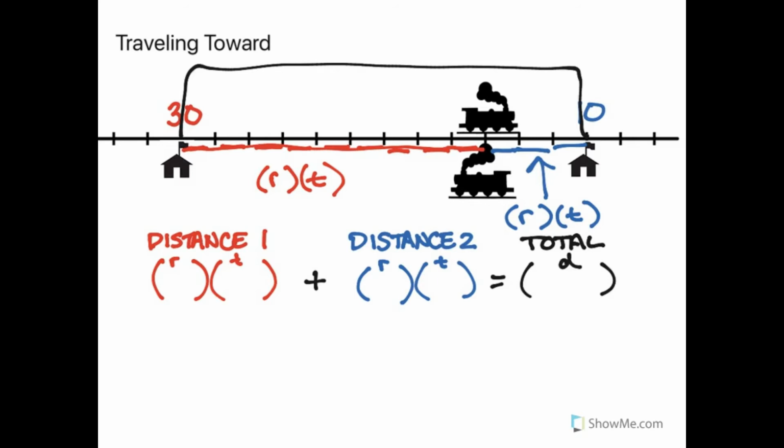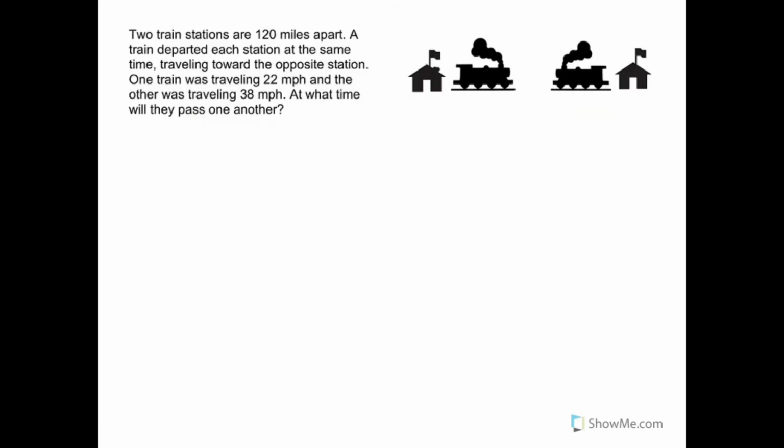Well, let's use that analysis to solve a word problem. Two train stations are 120 miles apart. A train departed each station at the same time, traveling toward the opposite station. One train was traveling 22 miles an hour, and the other was traveling 38 miles an hour. At what time will they pass one another?